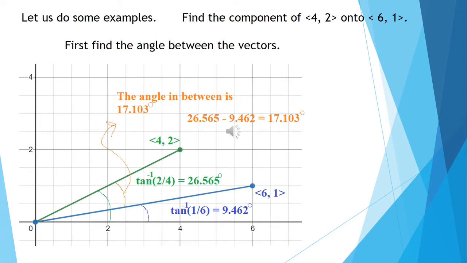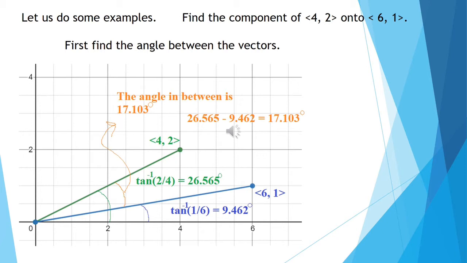First, we want to find the angle between the vectors. We could do this in several ways. One very direct way is to just look at each vector, find the angle each one is making from the positive x-axis, and then take the difference between those two angles. So for example, if I take inverse tangent of 1 over 6, that will give me the angle that vector 6, 1 is making with the positive x-axis, and it's approximately 9.462 degrees. If I take inverse tangent of 2 over 4, that will give me the angle that vector 4, 2 is making with the positive x-axis.